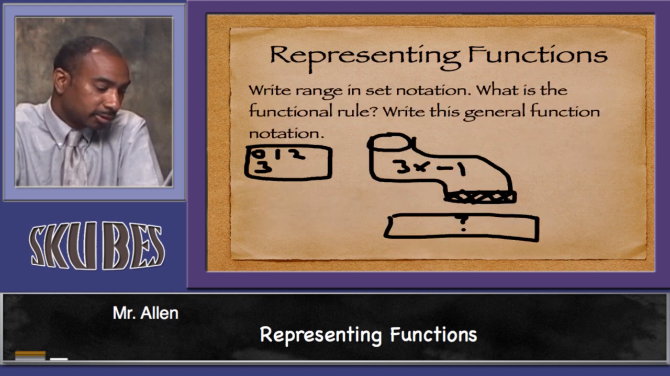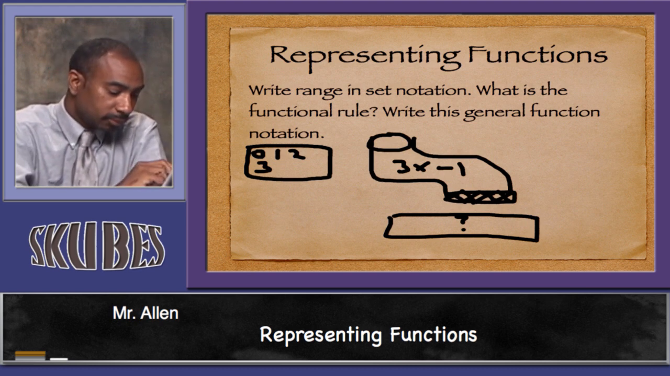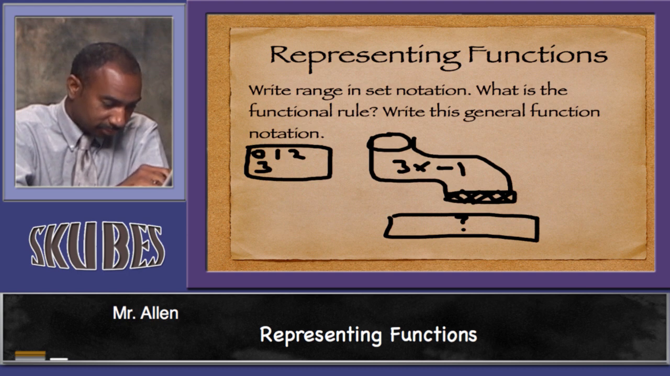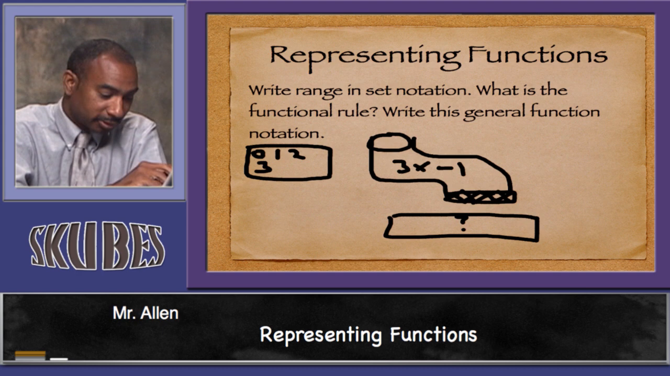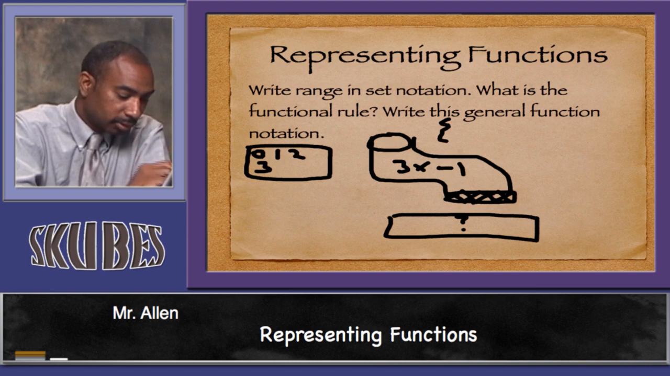Write the range in set notation. What is the functional rule? Write this in general function notation. All right, the domain is whatever I plug into this function. The rule is 3x minus 1. So if I start with 0, I'm going to say 3 times 0, which is 0, minus 1, so I get negative 1.